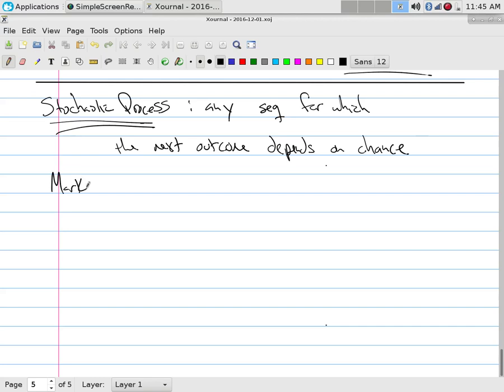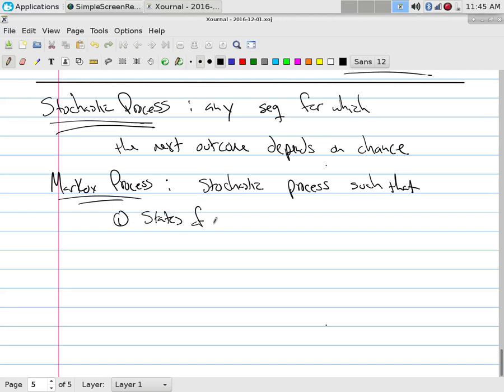Now, a Markov process is a stochastic process such that, one, the states are finite. It's like, what are you switching between? A finite number of things. So we just have a finite matrix, not infinite.